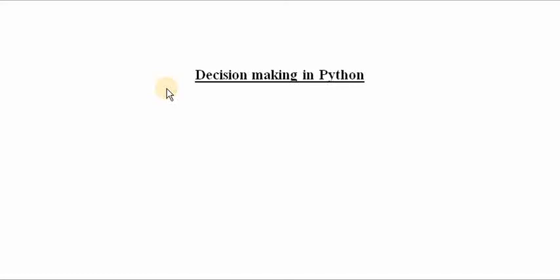So students, in this tutorial you will learn decision making in Python. First of all, you should know what decision making is. In real life, whenever you take a decision, first of all you check the condition, then you take the decision. You check whether the required condition is met or not. If the required condition is met, then you do the action. If the required condition is not met, then you don't do the action. Similarly, in Python you take decisions after checking the condition.